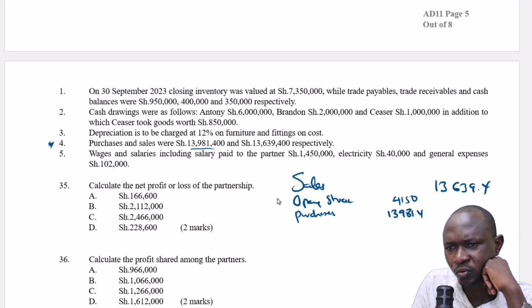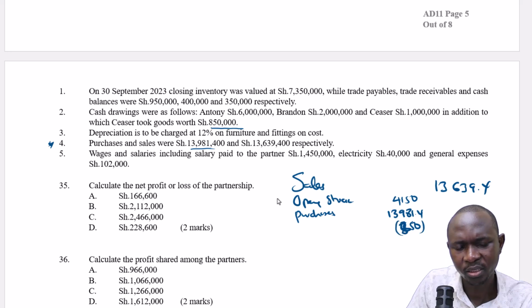Caesar took goods worth 850,000, so we need to reduce this from the purchases. Very important: we reduce that from the purchases so that we don't count it among the goods. So we'll less the purchases by that, and then we'll less the closing.